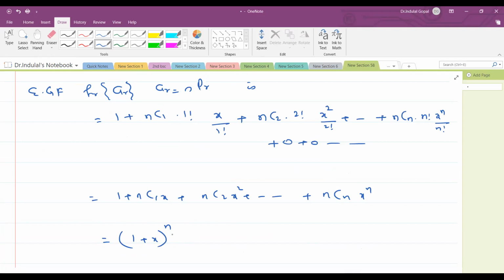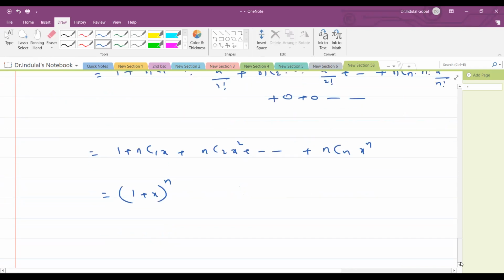If AR denotes the number of R permutations of n objects. ഒരു സമയം ഒരെണ്ണം എടുക്കുക, അത് പെർമ്യൂട്ട് ചെയ്യുക. Now, see, problem ഇവിടെ കൊണ്ട് തീർന്നു. Now we can see this in another way.